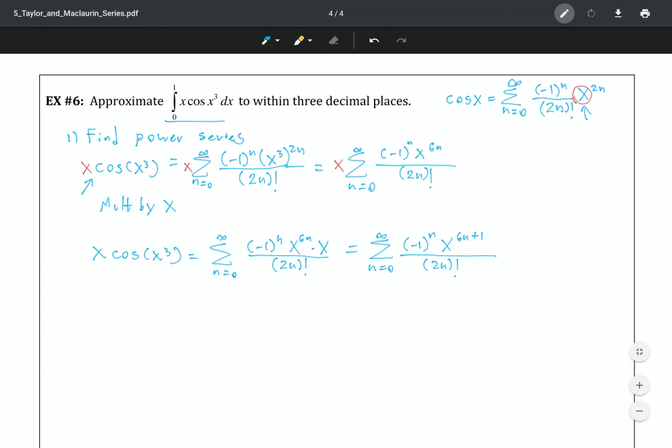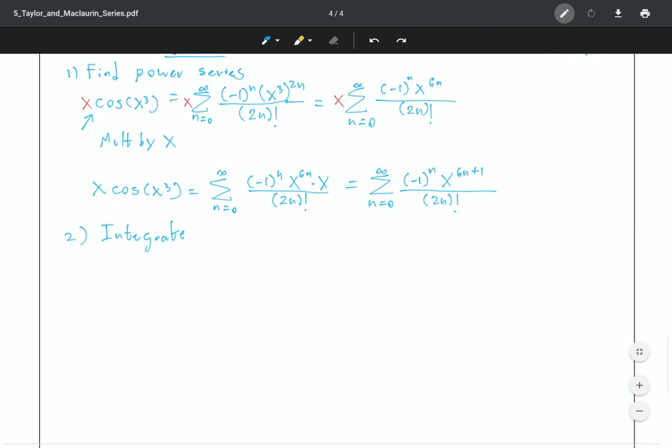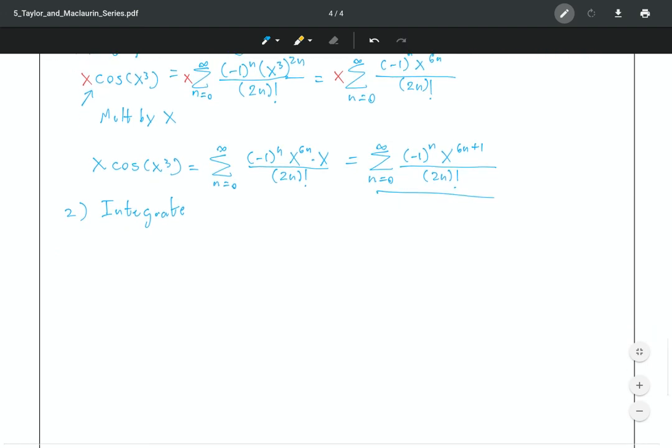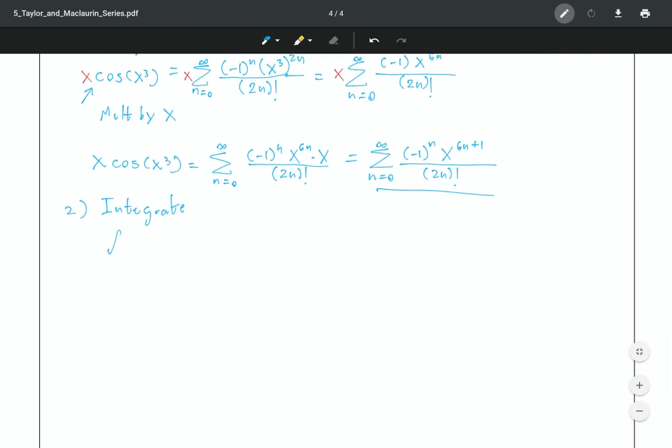Now, number 2 is we're going to go ahead and integrate. Now, integrating this wouldn't be that easy, all right? But integrating this is definitely easier, all right? So there's one instance where integrating the series is a lot easier than doing the function. All right, so the integral of this is the same thing as integrating this.